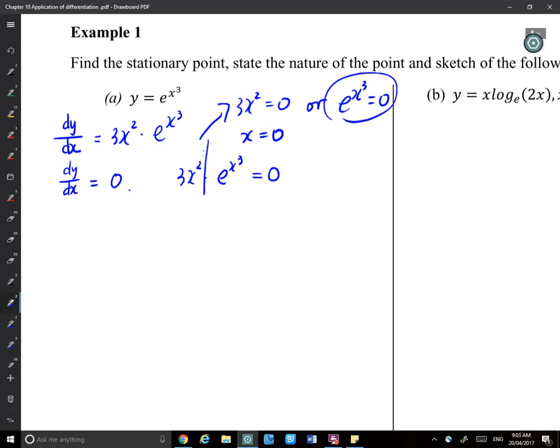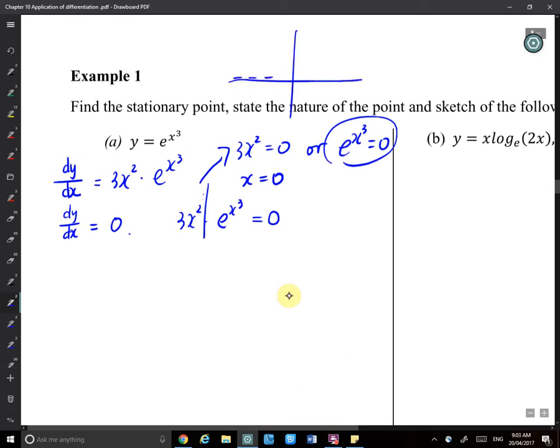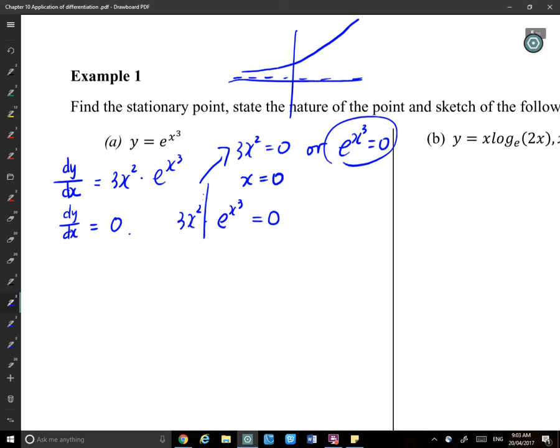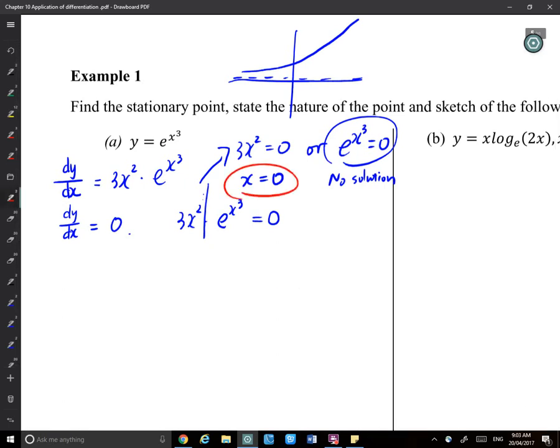No, exponential of anything cannot be 0. Okay, exponential to any power is not going to be 0. What does the exponential function look like? You have asymptotes here, and that's your exponential function. Doesn't matter what the whole function looks like. If the base is something and to a power which includes x, that's not going to be 0, because no value can make an exponential become 0. So no solution here, which means you will only have 1 stationary point.